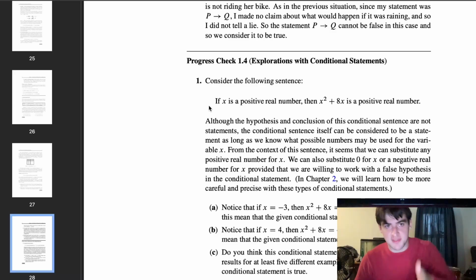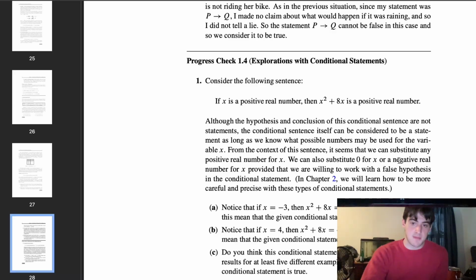Any positive number of things, if you have a positive number x rows of x is going to be a positive number. It just makes sense. And then plus 8 rows of x, and x is a positive number, that's also a positive number. So I definitely think it's true. I definitely think it's a true statement.